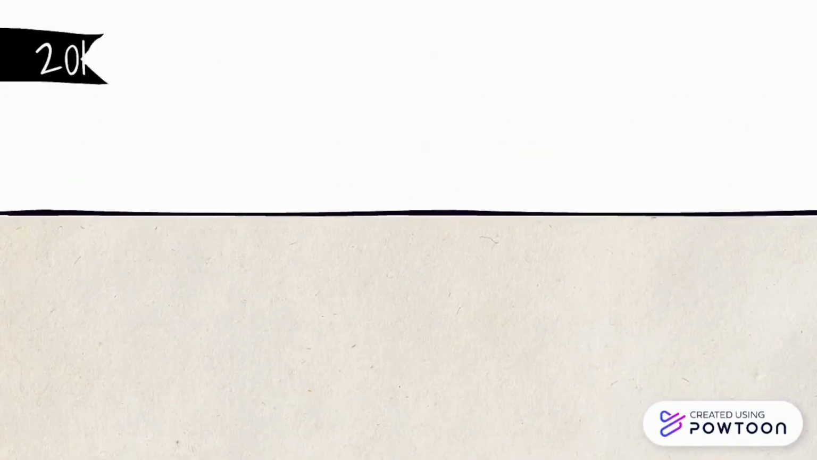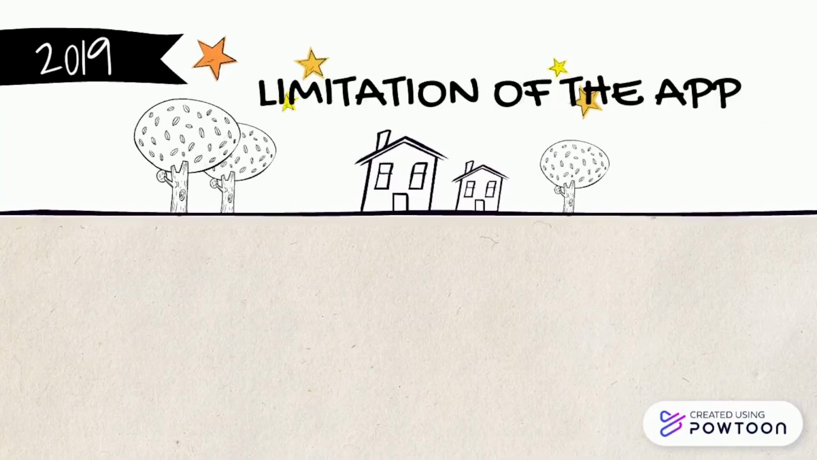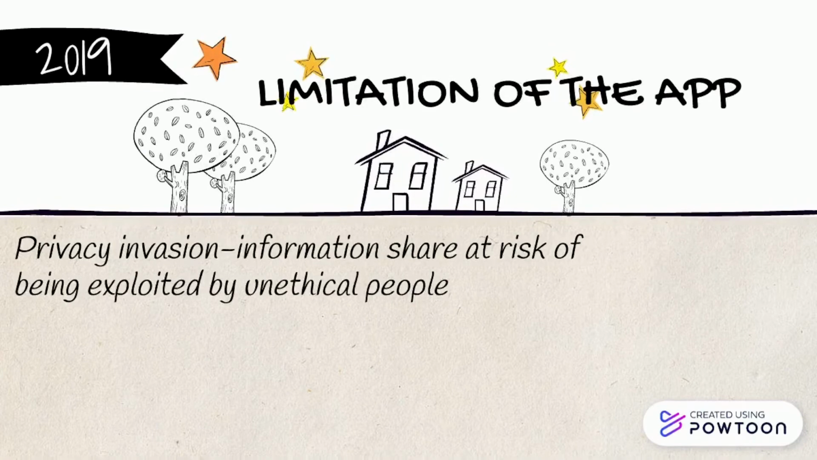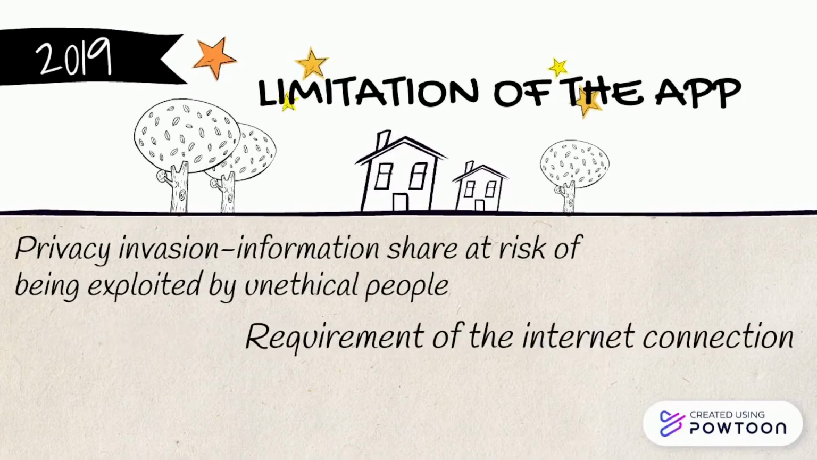There are 3 limitations of the app. First, privacy invasion: information shared is at risk of being exploited by unethical people. Second, the requirement of an internet connection. Users need an internet network to use this application, and also when scanning a QR code. It will be difficult for users to use it if the internet network has problems, especially those in remote areas.